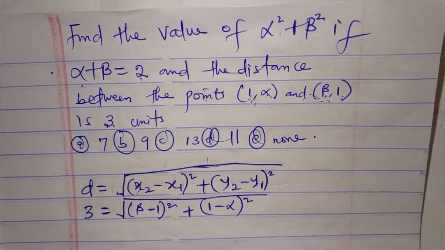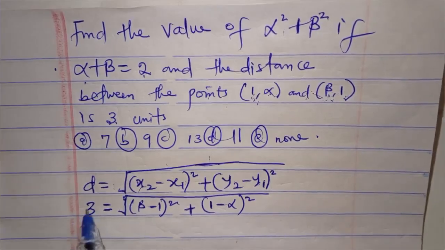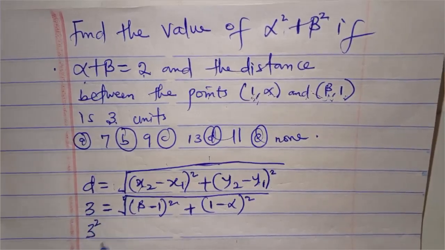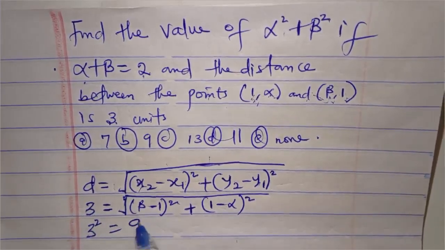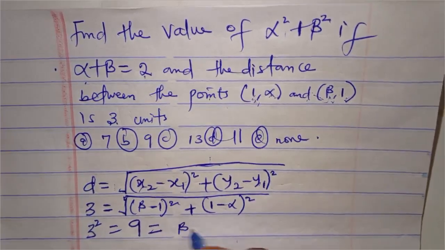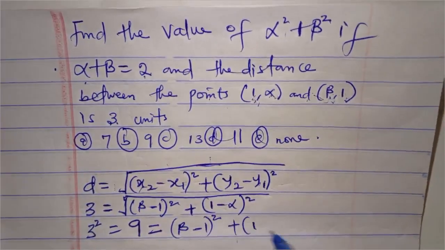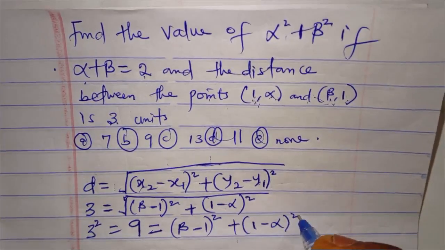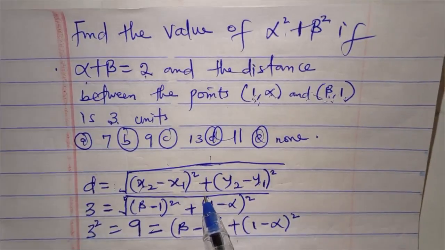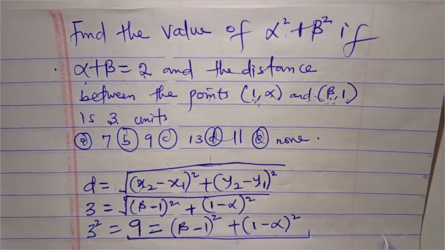If we take the square of both sides so as to eliminate this square root, we'll be having 3 squared, which is 9, is equal to (beta minus 1) all squared plus (1 minus alpha) all squared. The square root has been eliminated by the square. So I'm working with this now.